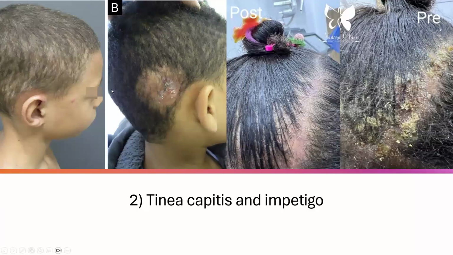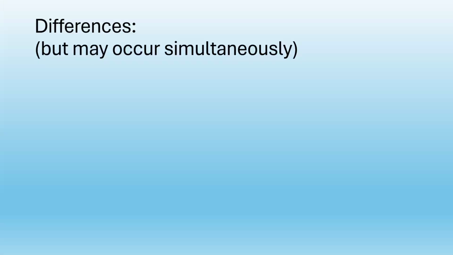So the two pictures on the left are pictures of tinea capitis, and the third and the fourth are more likely impetigo. So there should be some clear differences, but sometimes there is a mixture of the two conditions, so it might be a bit difficult.